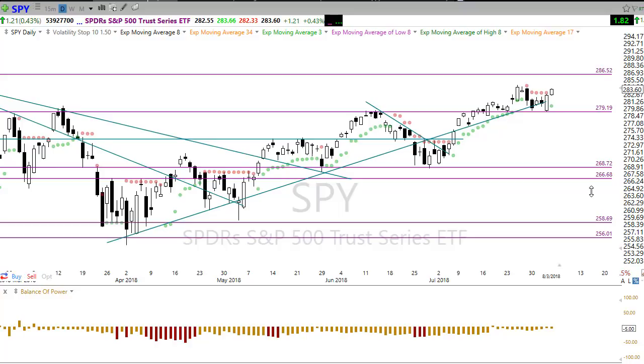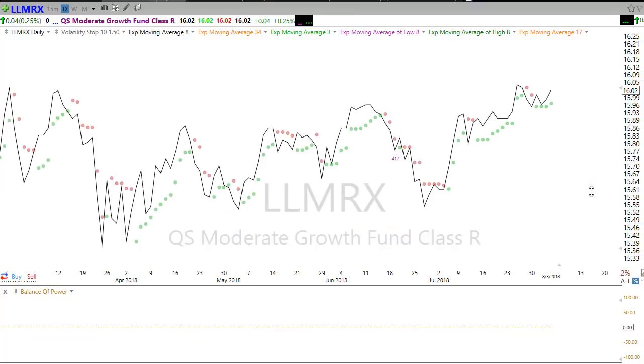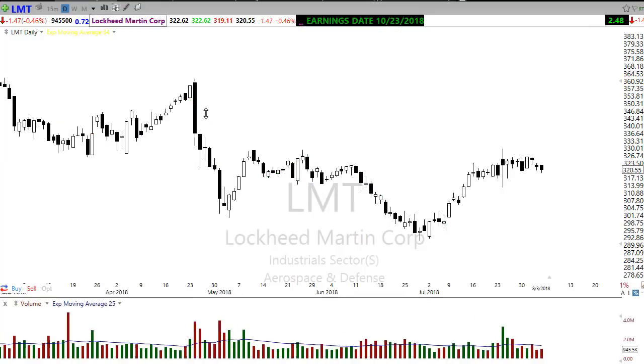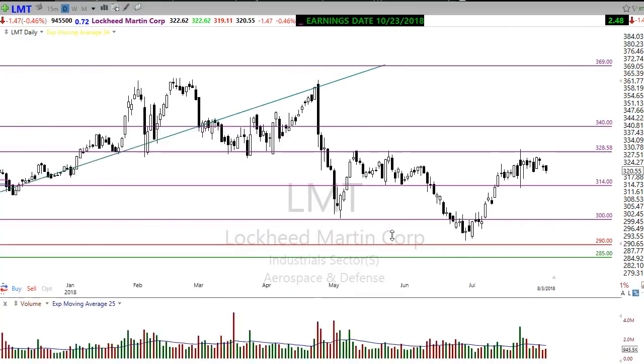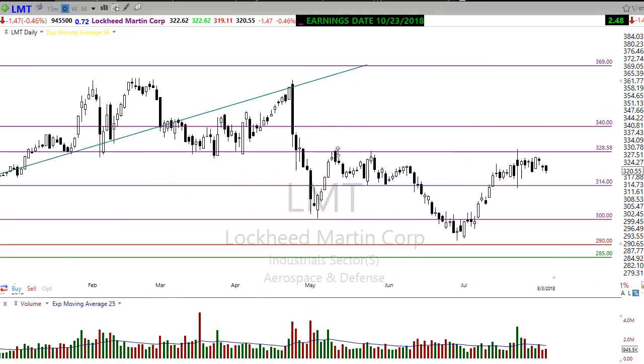Unless I find that really good setup. We had one here recently in LMT. Let me go to this chart. I identified this big breakdown right in here. We broke down through here, and then we rallied back up to test that as resistance. And at that resistance point, we had a failure pattern. We had that hanging man, bearish engulfing right here.